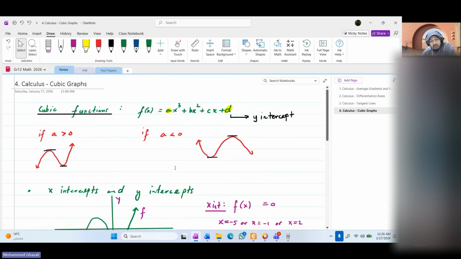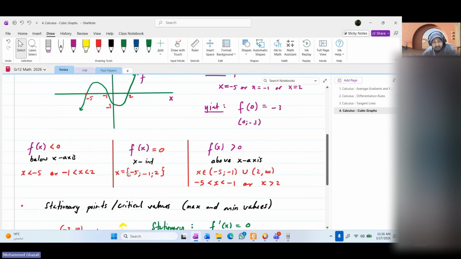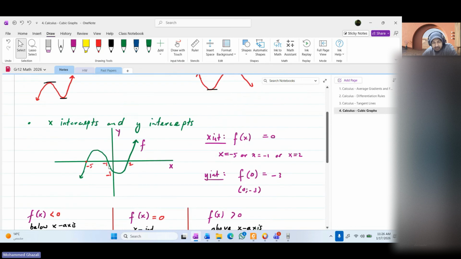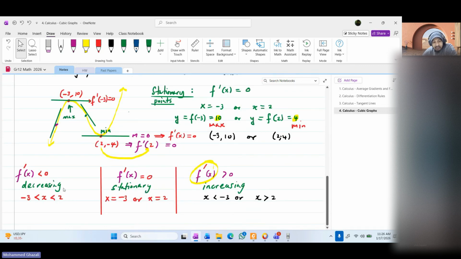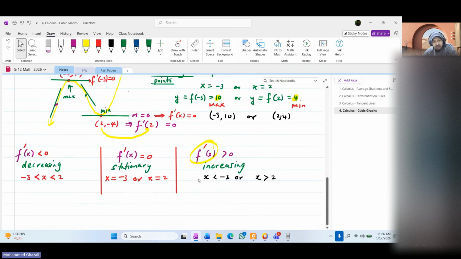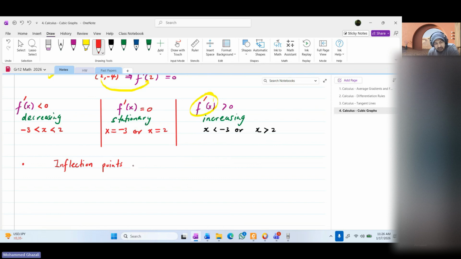Right. So what did we learn now? Two important things. We learned everything about f of x when it's positive, negative, which just means below and above the x-axis. Now we learned about stationary points. When will it give us a maximum? When will it give us a minimum? Next, we also learned about increasing and decreasing and the notations. What's the next key feature? The next key feature is inflection points, and then we have concavity.